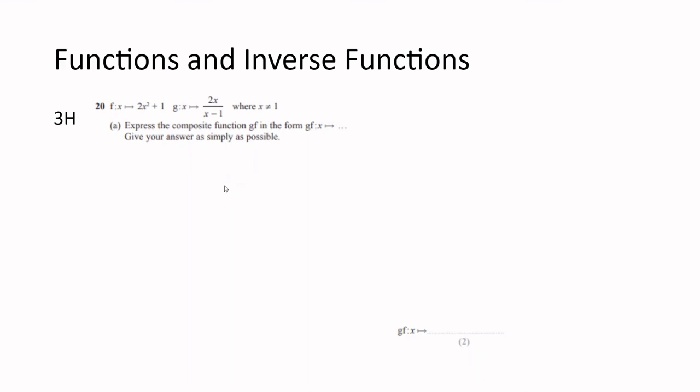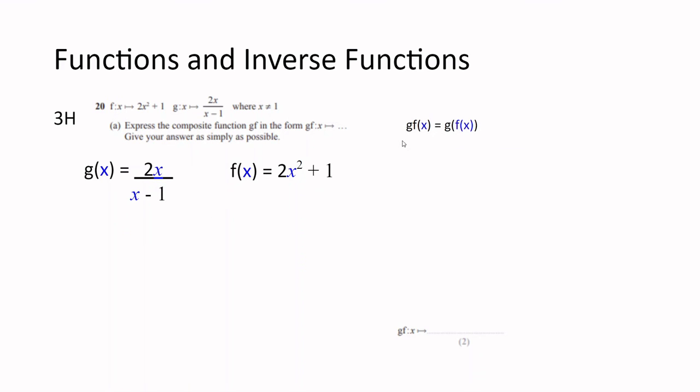For question A, we're asked to express the composite function gf in the form gf takes x and does something to it. Now, in this case, we're not just substituting some variable or some letter into the function. We're substituting a whole function into another function. We're taking the function f, which is this here, 2x squared plus 1, and we're substituting this full expression, or this full function, into function g, which is this function here.